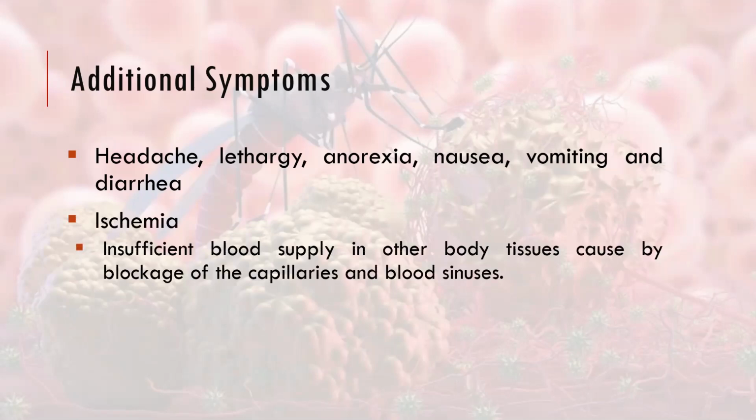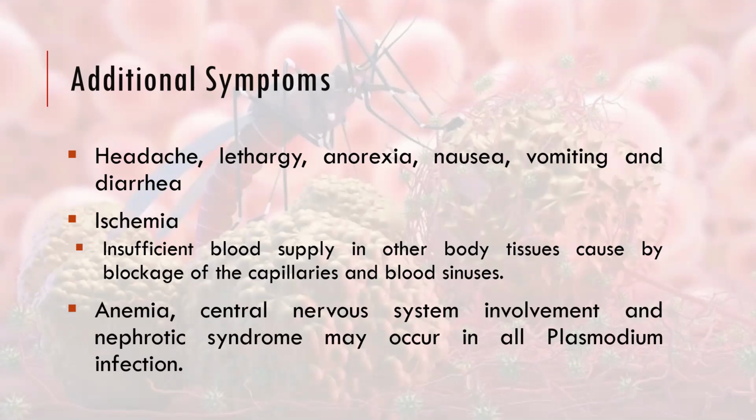Ischemia is also possible. Ano yung ischemia? Insufficient blood supply in the body tissue caused by the blockage of capillaries. Bakit nagkaroon ng blockage? Because of the malarial parasite. And then anemia, central nervous system involvement, and even nephrotic syndrome may occur in Plasmodium species. Take note that nephrotic syndrome is commonly seen in patients with Plasmodium falciparum infection.